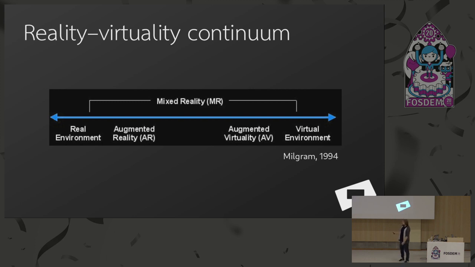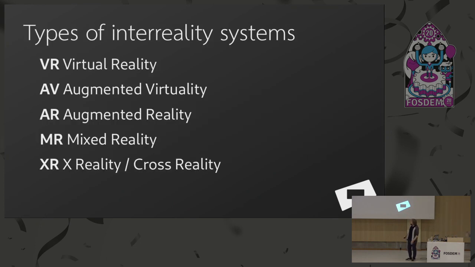Augmented reality is, for example, if you have virtual elements in the real world, like annotations for real objects, and then we can go to the completely virtual world, and on the way we find augmented virtuality. This is when you have, for example, camera feeds or 3D point clouds of real objects in the virtual world. And this spectrum was called the mixed reality spectrum.